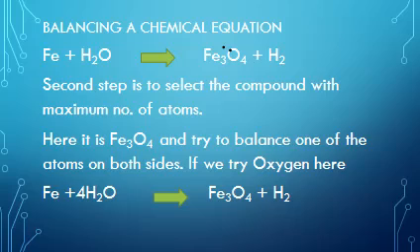If we see on RHS, O4 means 4 oxygens are present, while here on LHS only 1 oxygen is present. So we are going to balance by putting 4 just before H2O so that 4 oxygen atoms are there on LHS as well. Remember that we cannot change the formula of the compound. So we cannot write H2O4, but we are going to write 4 just before H2O.